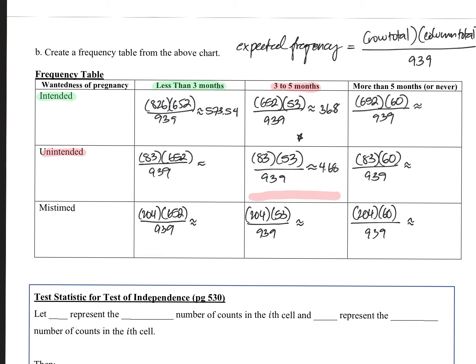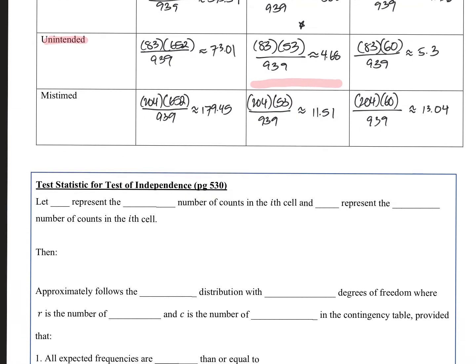And the next value, we would get 41.66. Then unintended and less than 3 months is 73.01. Skipping, we get unintended and more than 5 months, so 5.3. Then mistimed and less than 3 months, 179.45. Mistimed and 3 to 5 months, 11.51. And then mistimed and more than 5 months, or never, 13.04. Alright, so there we have the expected frequencies for all these values.